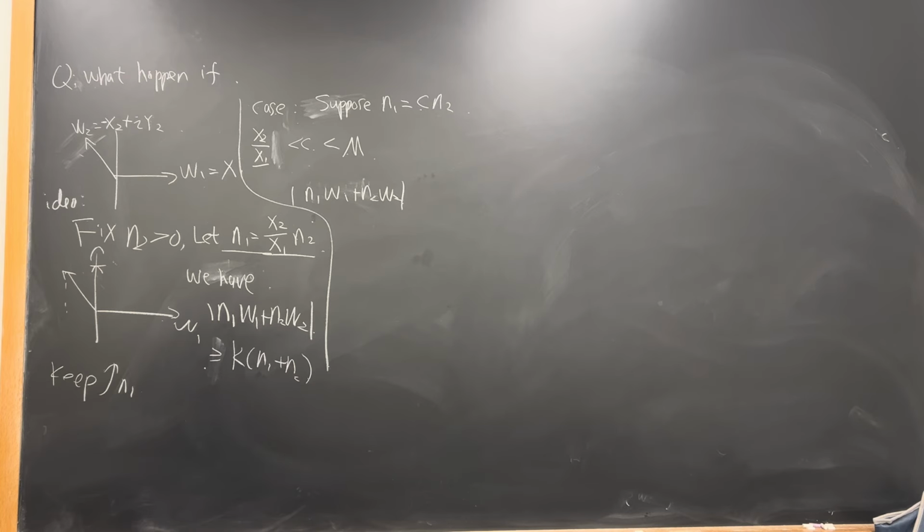Which one do we assume? Do you assume n2 to be 1 or n1 to be 1? If n2 equals 1, then n1 is... I think if we show this inequality is true for any n1 equal to 1, right? Oh, sorry.